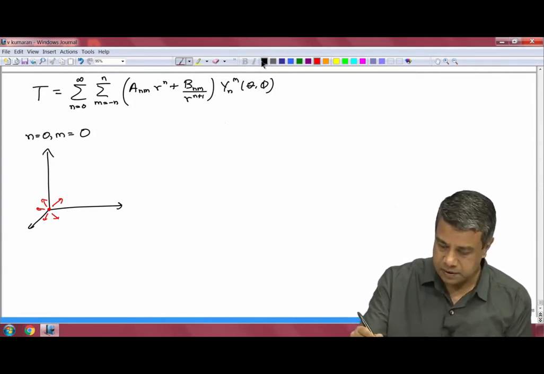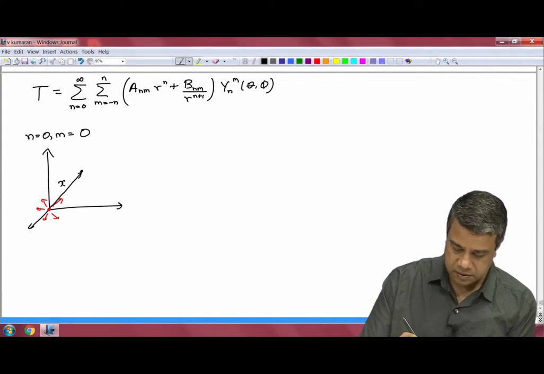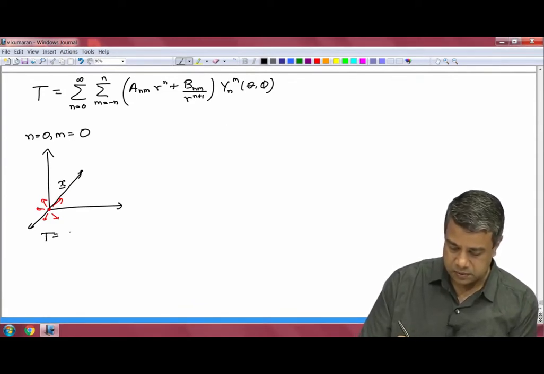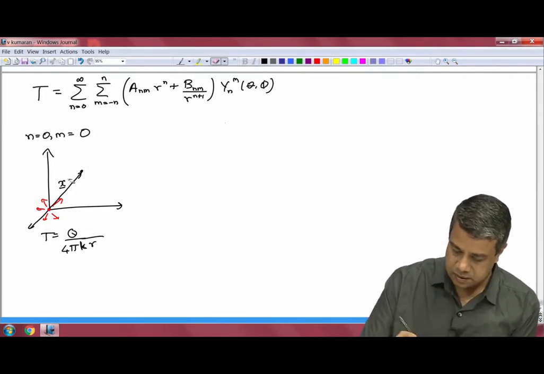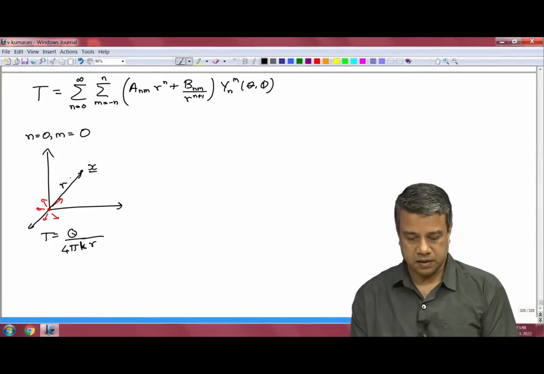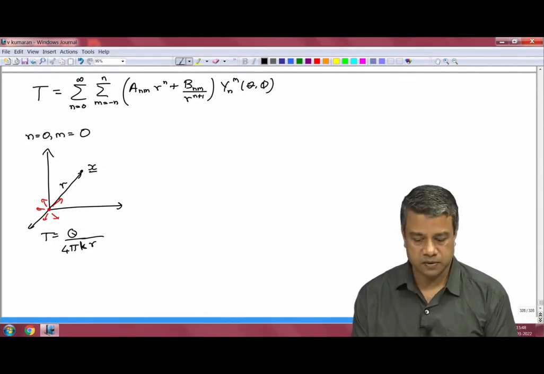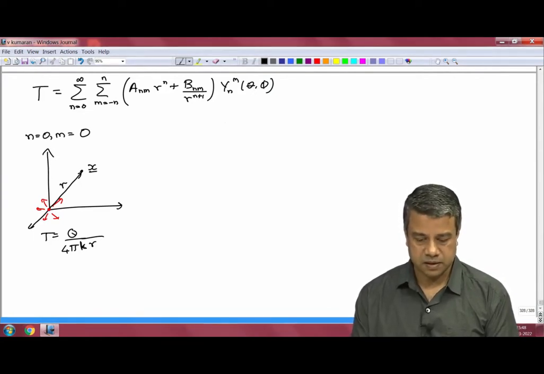The temperature field due to this at the observation location x was T equals q by 4 pi k r, where x is the position vector and r is the distance from the origin. The temperature decreases proportional to 1 over r, and the flux decreases as 1 over r squared.